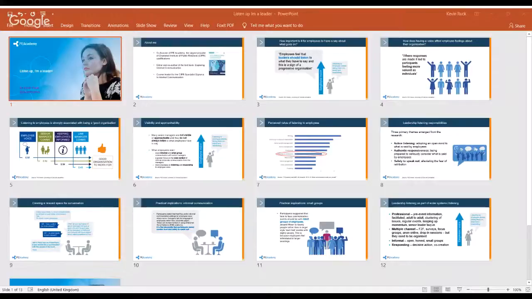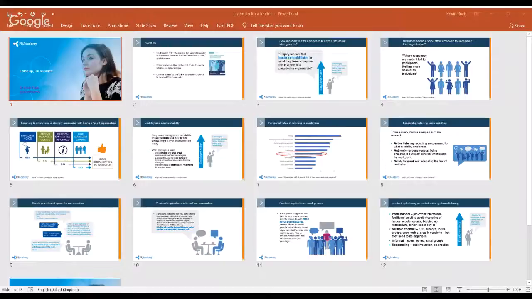When it comes to senior managers, one of the issues that employees have is that they say their senior managers are not always very visible or approachable. So this is an issue, and this is why I've titled this presentation "Listen Up, I'm a Leader," because effectively it's a focus on listening. And leadership is about listening as much as it is, or perhaps even more so than it is, about telling or informing or persuading.